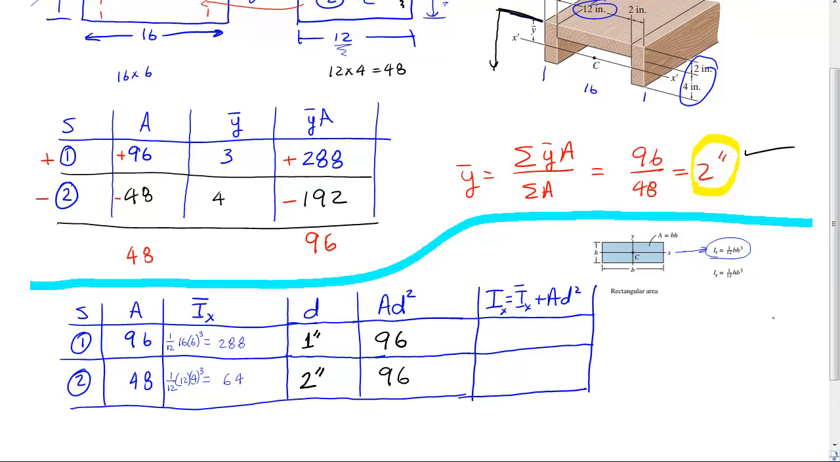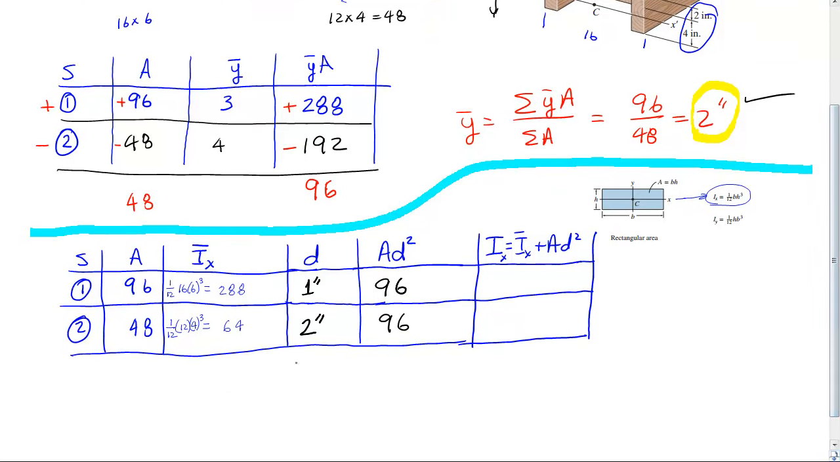And now what I need to do, I take this column, add them together, put them in here. So 288 and 96 is 384, and 64 and 96 is equal to 160.